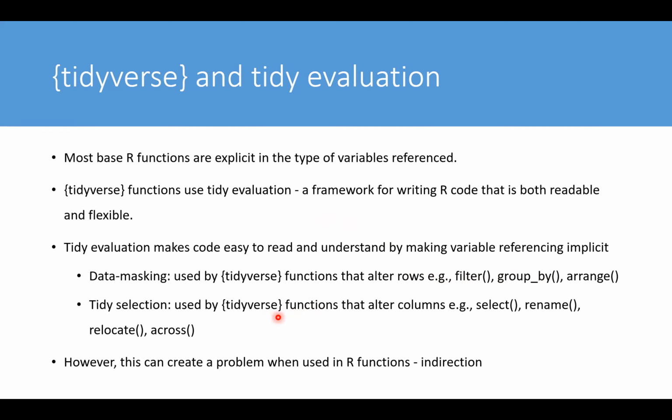So basically, these are the things that help R to minimize the repetitions in, are you referring to the variable in the environment or the variable in the data set? Unfortunately, when you are writing functions with tidyverse, you might have to be more explicit such that your functions know where to point to. Is it the environment or the data set? That concept is called indirection, and we're going to see it in action in a bit.